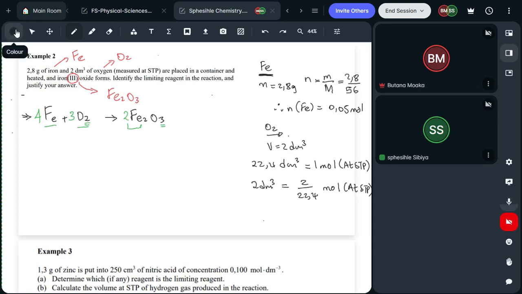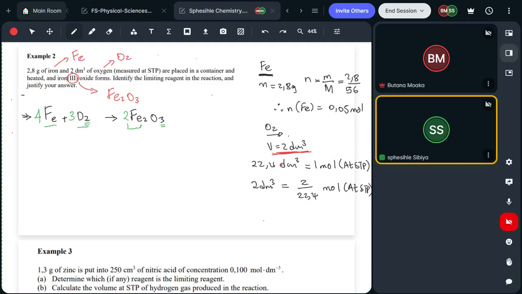Do you want me to explain this further? Yes, please, it feels like we have questions. How did you come to the conclusion that the volume equals this? Why are you using two? Is the two the coefficient? The two is for the volume, and then 22.4 is for the volume at STP.